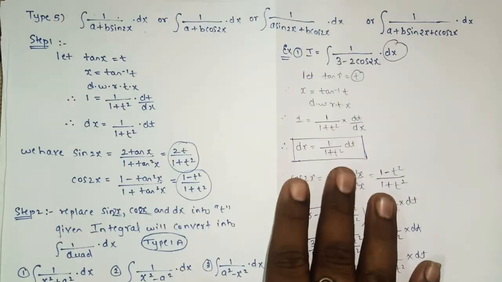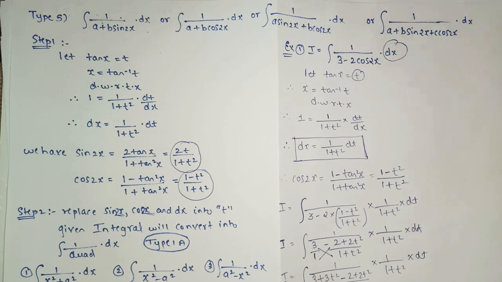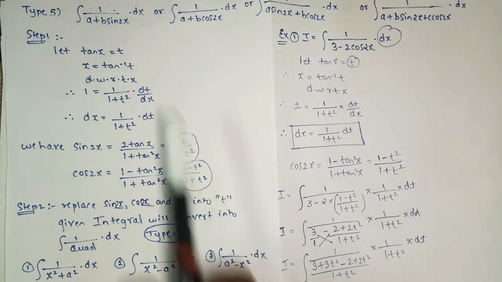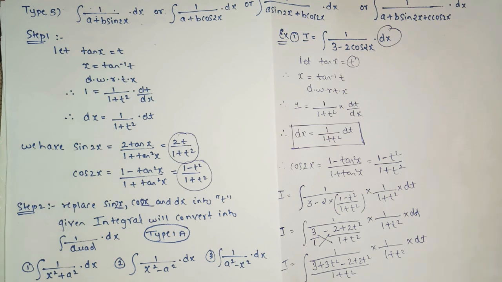Okay, so for type number 5 we took two examples, one based on cos 2x and one based on sine and cos together. And please try the sum of sine 2x by yourself. There are some solved examples before the exercise number, I guess 3.4, and even in the 3.3 exercise also there are some sums based on sine 2x. So I hope you all understood both the methods.